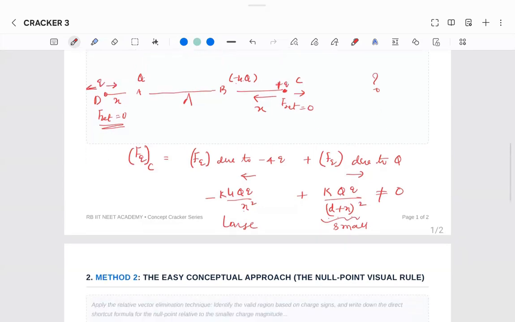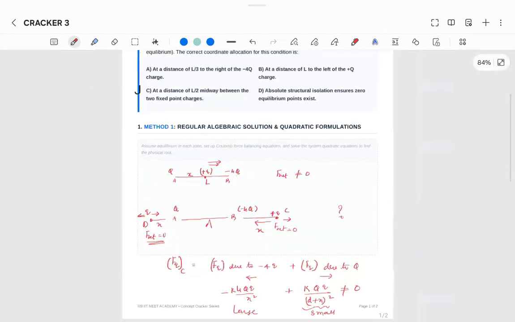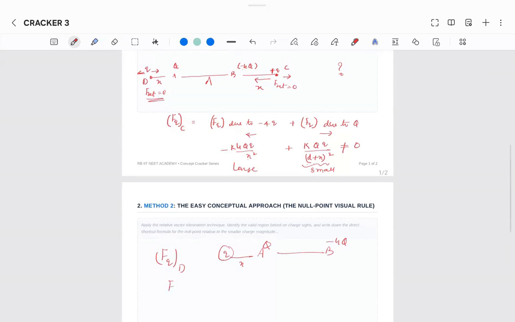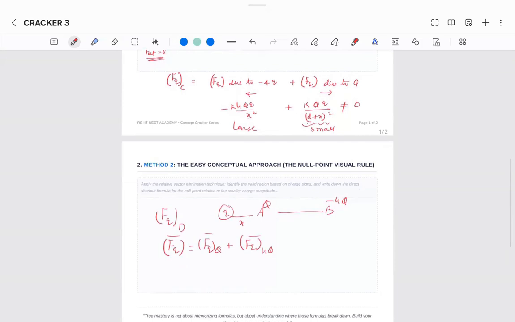So the only possibility is to put the charge at D, for the force on the test charge kept at D at a distance x from A. Here is capital Q, here is minus 4q, and the test charge is here. Then the force on the charge is the force due to capital Q plus the force due to minus 4q. Here it is repulsion, that is towards left. I will write minus kQq by x square. This is distance d. Because of the negative charge, towards right, k for capital Q into small q by d plus x whole square.